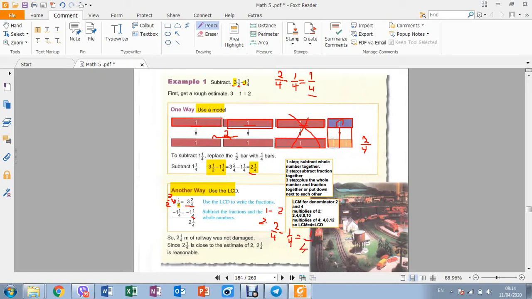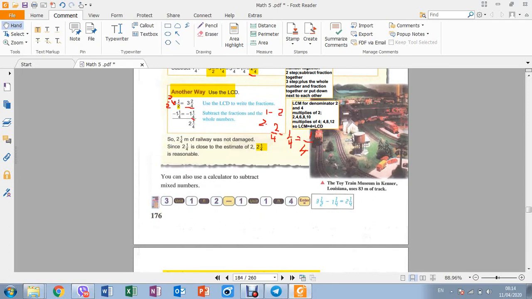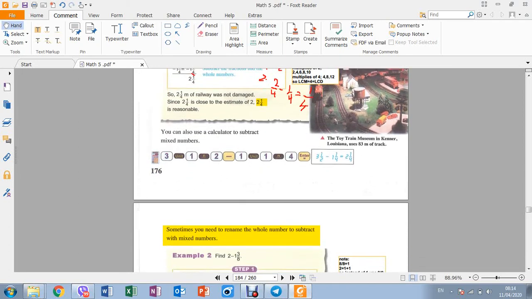okay. So the third step, I need to add these two numbers, this whole number with 1/4, or you can directly put them next to each other. Directly our answer is equal to what? Equal to 2 and 1/4. Okay, that's all. Now we can use calculators, for example, but in our lesson we don't use a calculator.